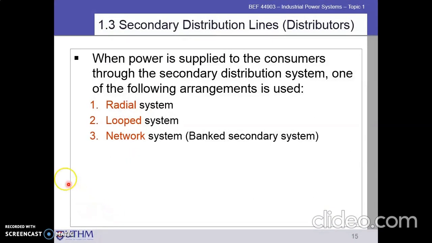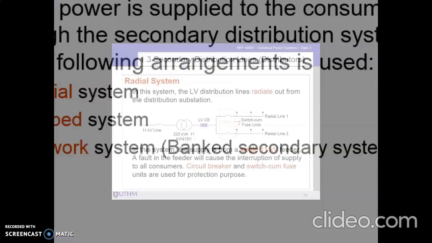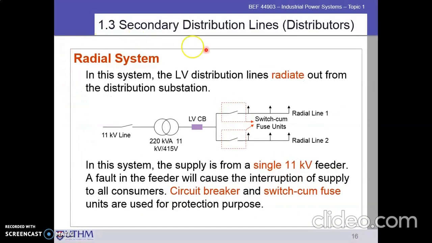This is the type. You can see that the secondary part is also the same as primary. So we have radial, loop, and network. This is the design for radial. As we can see here, 11 kV incoming, stepped down to 415, then going to the LV circuit breaker, and then to the load.